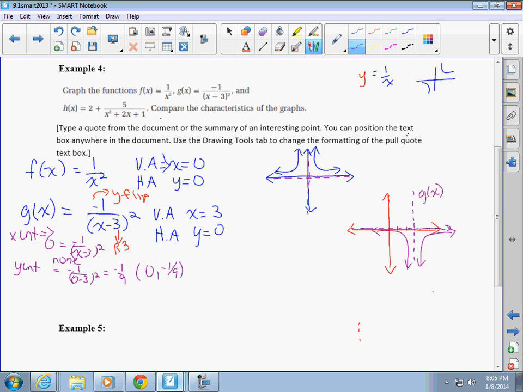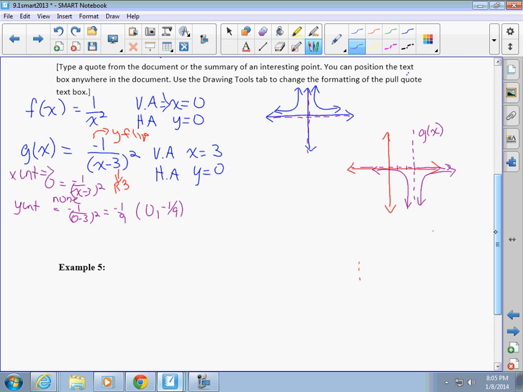Okay, and my last one, I can do it underneath here, because my example 5 is actually on the next page. So my h(x) graph, I'll do that one in green.